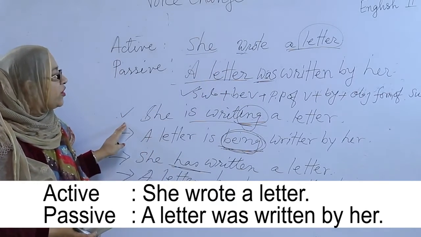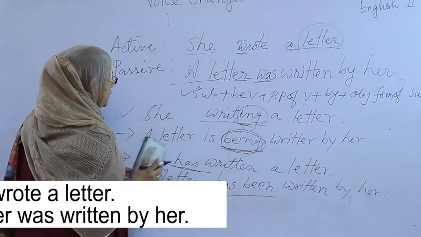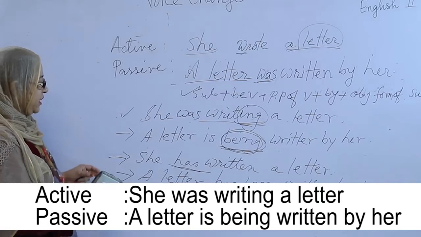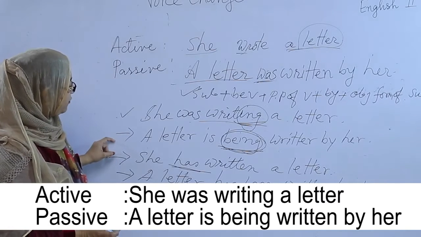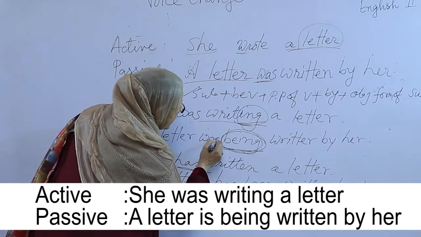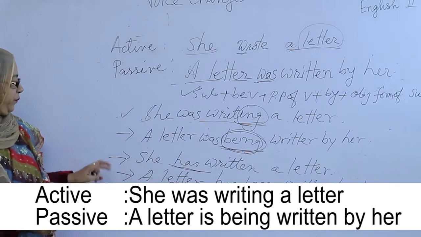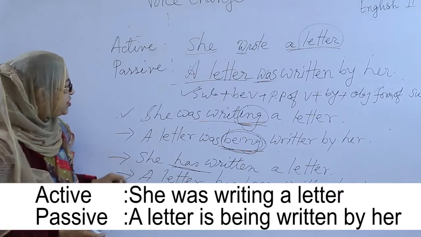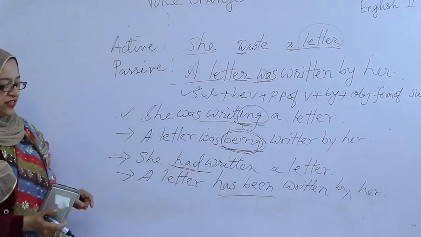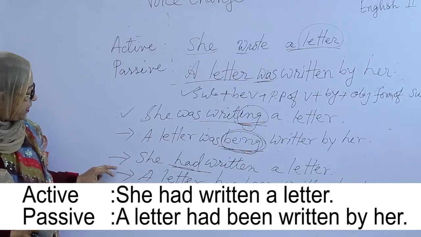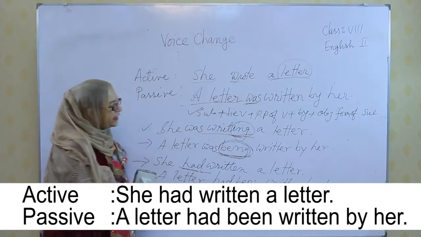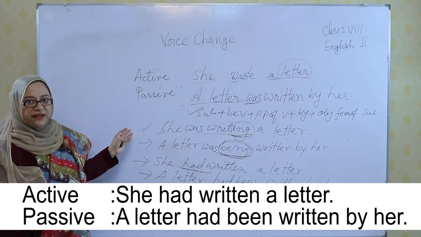And then we see the past continuous form: she was writing a letter. When I change it into passive, I only change a letter was. A letter was being written by her. And then the past perfect form: she had written a letter. When we turn it into passive, we only change a letter had been. So it is very easy if you concentrate on it.